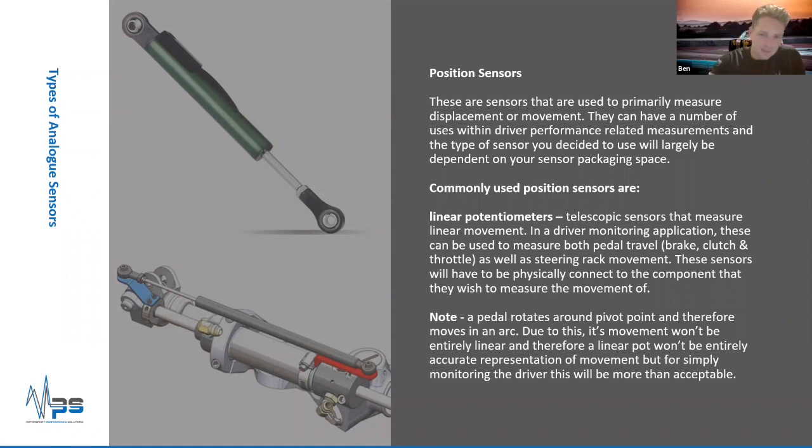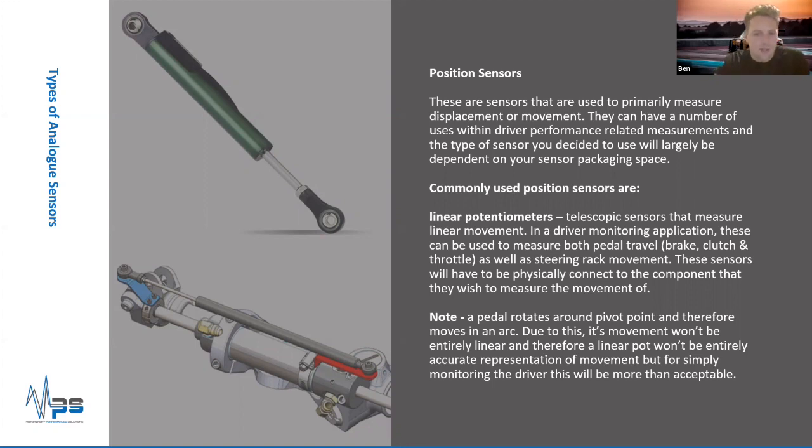In our application for looking at the driver's inputs, you could mount one of these to your pedals. Your pedal rotates around a point, it's got a pivot, it moves through an arc. It won't be entirely linear, but as we will discuss later with the 80-20 rule, in most cases you only want to see a general shape. So you could use this to track pedal movement. You could use this to track your actual throttle butterfly movement.